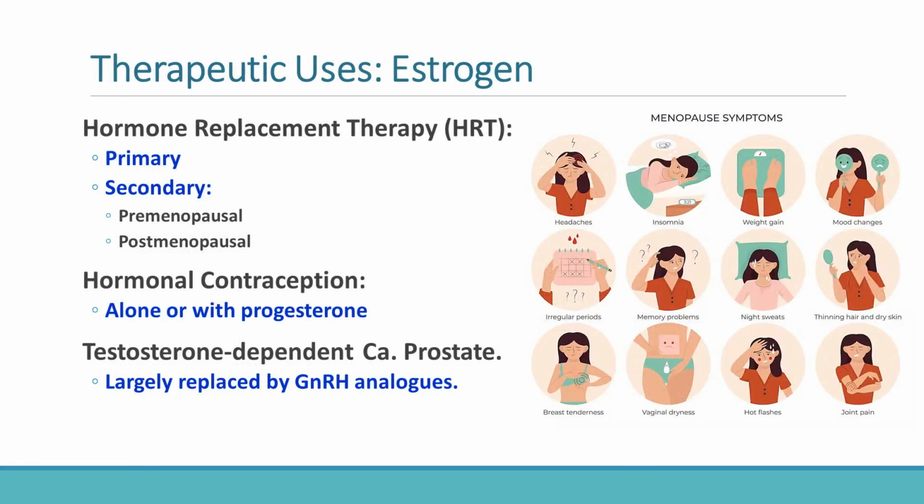One major therapeutic use of estrogen is hormone replacement therapy. This may be required in primary ovarian failure, premature menopause, or postmenopausal estrogen deficiency. Estrogens are also important components of hormonal contraceptives. Historically, estrogens were also used in testosterone-dependent prostate carcinoma, although GnRH analogs are now generally preferred. This slide highlights the remarkable diversity of estrogen pharmacology. The same hormone may be used for contraception, menopause treatment, or oncological purposes depending upon context.